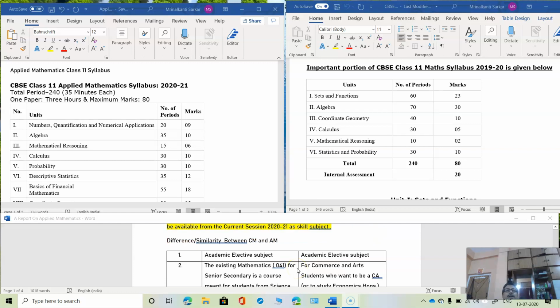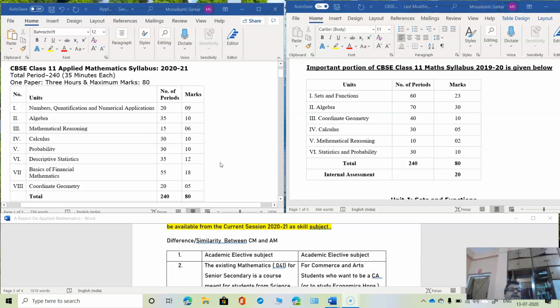So now I'll enter this discussion where I'll compare the syllabus for applied mathematics and the syllabus for normal mathematics or core mathematics. I don't want to confuse you or myself, so I'll refer to this one as normal mathematics. If I go through the syllabus given for that, just have a quick review on it. Applied mathematics I have kept on the left side.